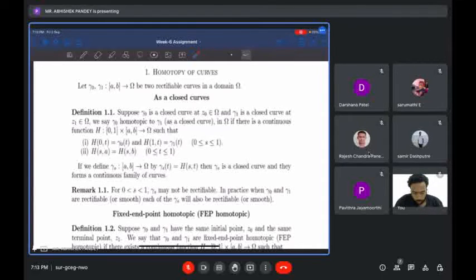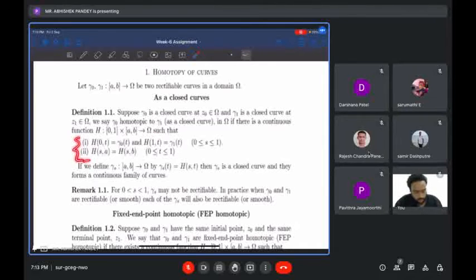So we say gamma naught is homotopic to gamma 1 as a closed curve in omega. Just remember that this homotopic property also depends upon the domain. So that's what I'm saying, gamma naught is homotopic to gamma 1 in domain omega. So they are said to be homotopic if there exists a continuous function H from [0,1] cross [a,b] to omega, such that it satisfies these conditions.